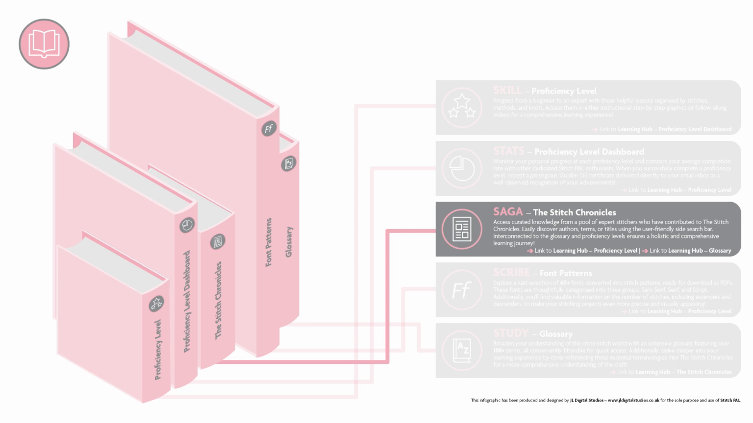SAGA, or the Stitch Chronicles in Learning Hub, is a curated collection of wisdom contributed by experienced stitchers. It's easily searchable by authors, titles, or terms, providing a comprehensive learning experience linked to the glossary and proficiency levels. Clicking a post reveals detailed information on the right side, like the author's details. The post unfolds with visuals and content, often including external links. At the post's end, related links to proficiency level lessons and glossary terms enhance learning. Each post offers unique insights from various authors, providing valuable perspectives on the topics.